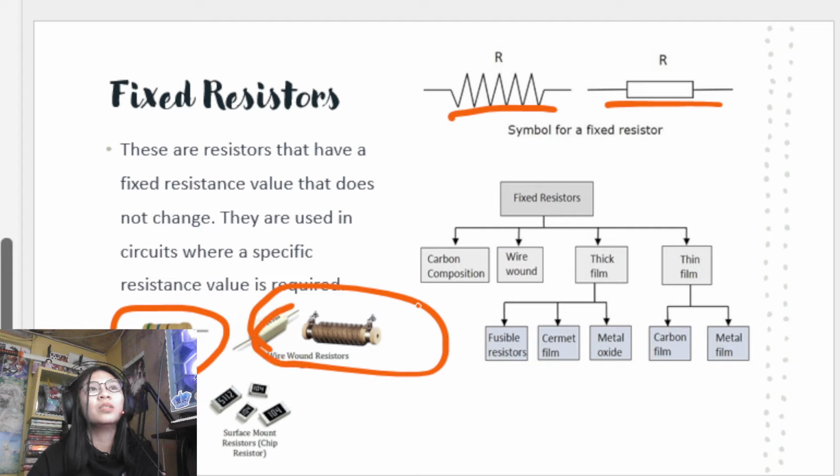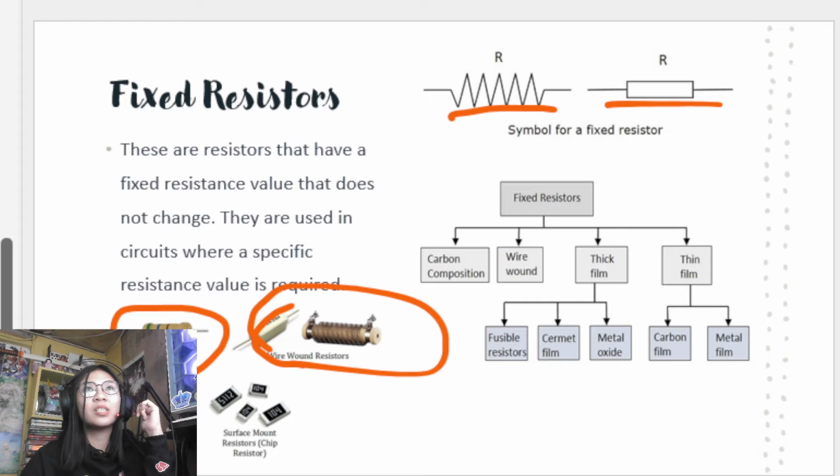So, wire wound resistors, as we said, the longer the wire is, the higher the resistance is. So, that is why it is a wire wound resistor. Then, we also have the surface mount resistors, or the chip resistors. Okay.